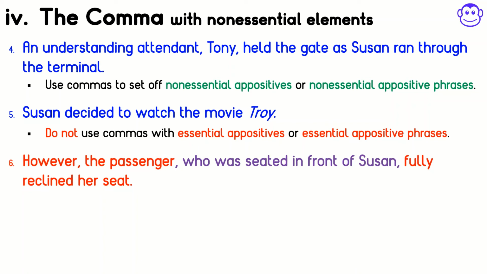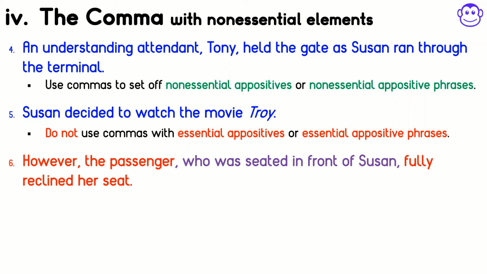Again, what the commas do is mark the clause as non-essential, meaning that we could understand the same message through the main clause. However, the passenger fully reclined her seat. The isolated main clause suggests that there was only one passenger on the plane. Susan, therefore, is not a passenger.